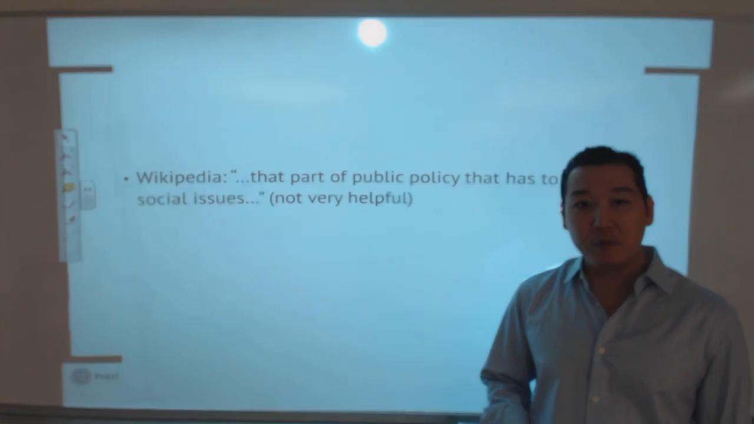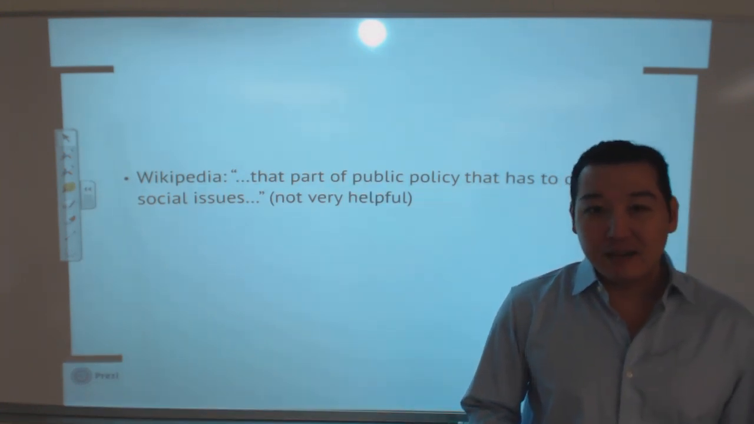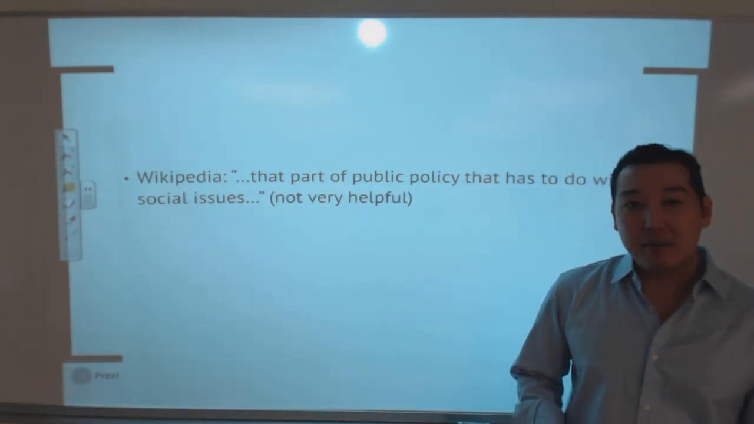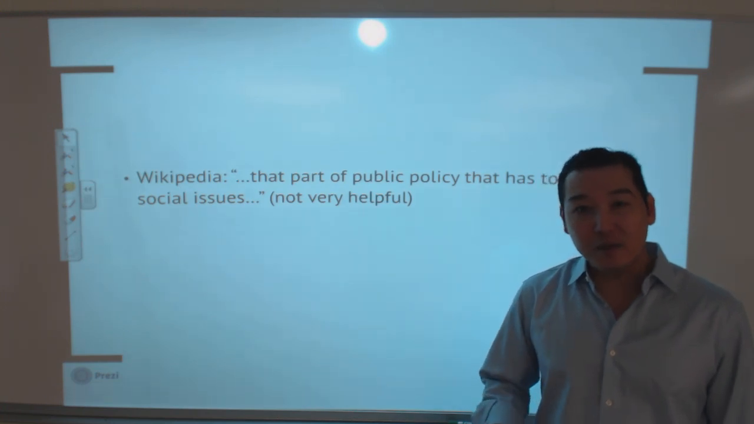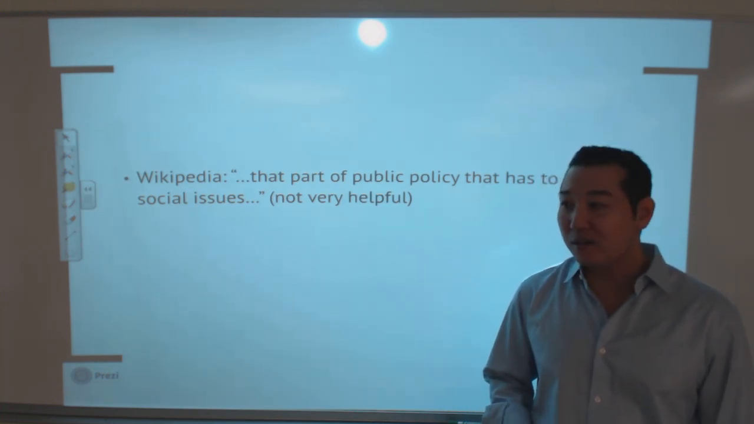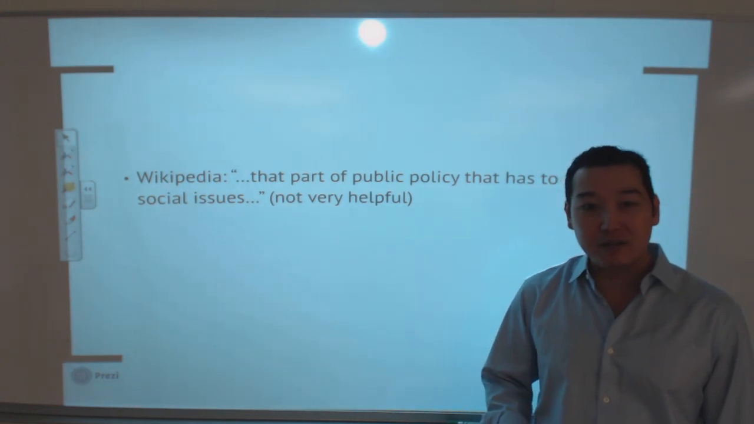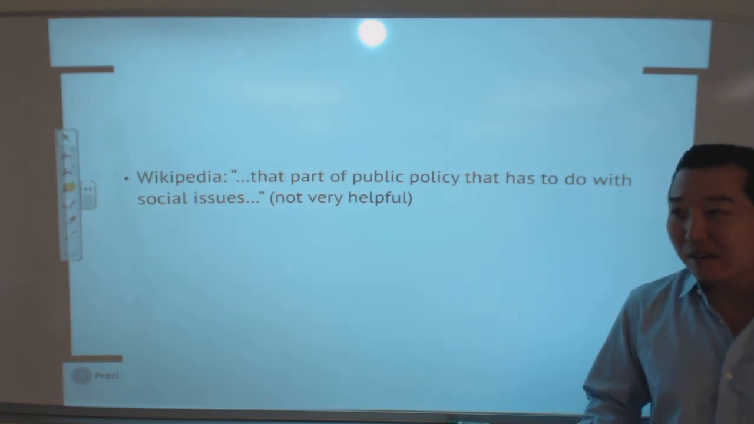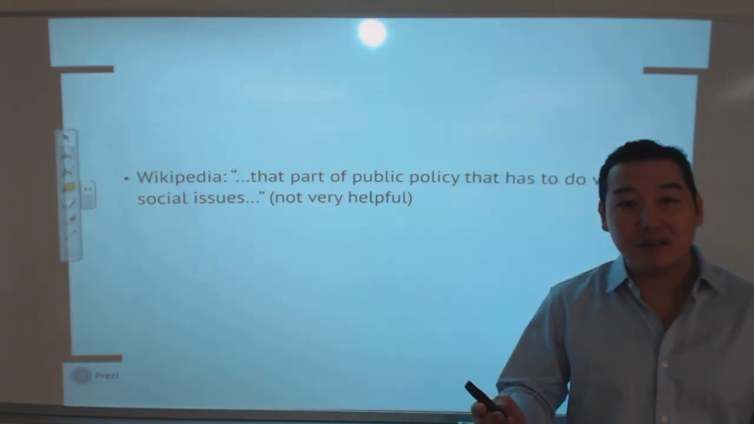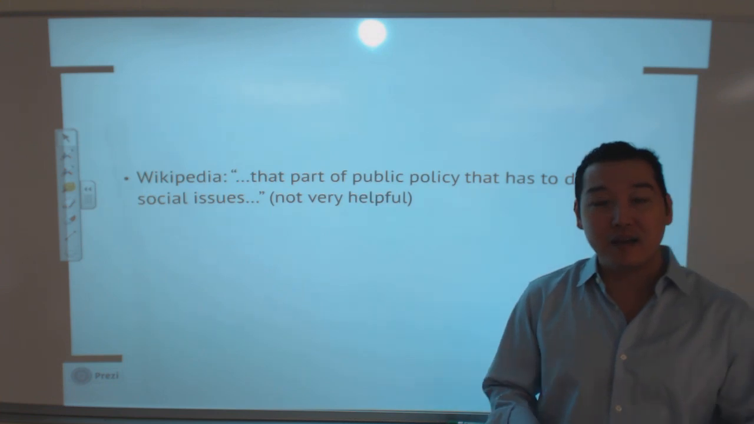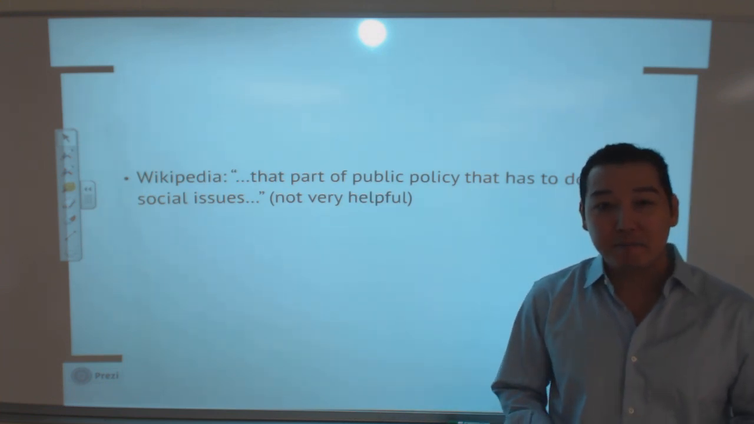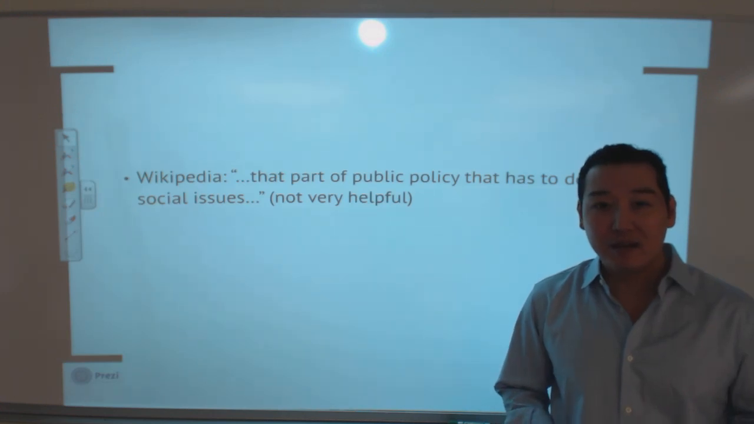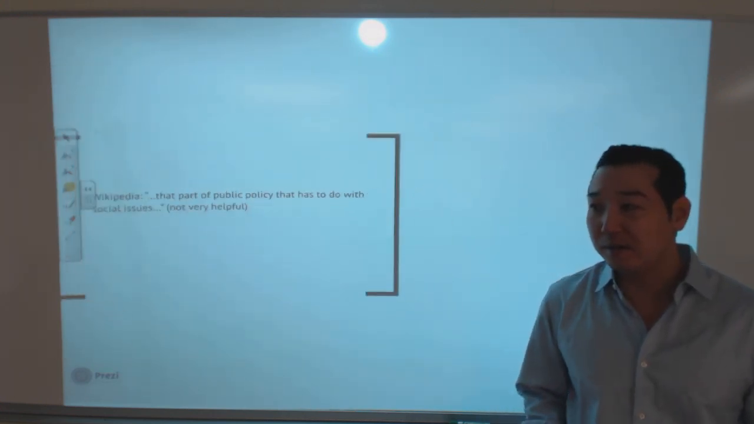First, I take you to Wikipedia. Not a very helpful source, but we'll look at this definition. Students love Wikipedia, so we'll go ahead and take a look at this definition. They say that it's a part of public policy. In other words, it's a branch of public policy. That's a part of the definition that I do like. However, it has to do with social issues. So that's the latter part of that definition. It's a little bit vague. It just says that it has to do with social issues. So not very helpful for our purposes. It is a branch of public policy, and we'll take that away from this definition here.